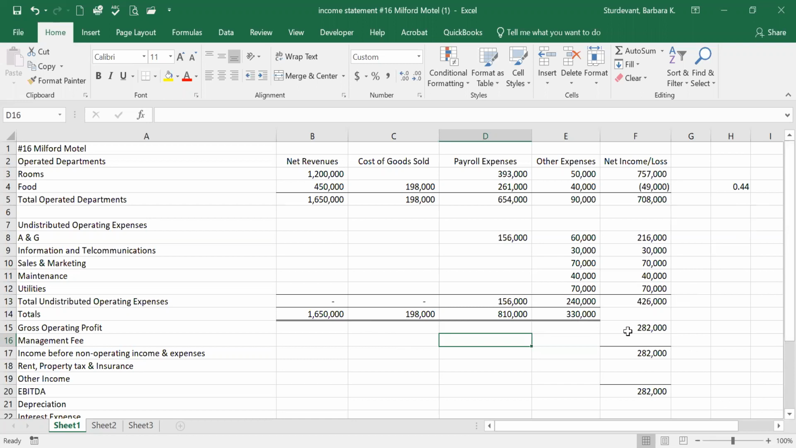I think you need to adjust the calculation in E13. That should be 270. Shouldn't it? Hold on, let me do it this way. 60, 30, 70, 40. Yep, 270. If I did it with the right formula, it would have been fine.